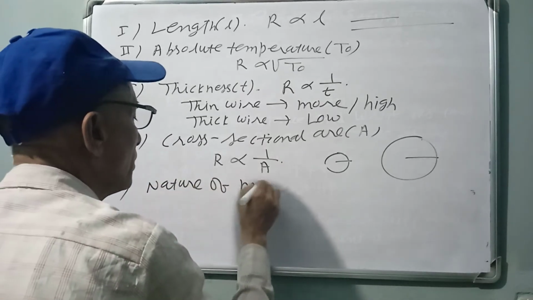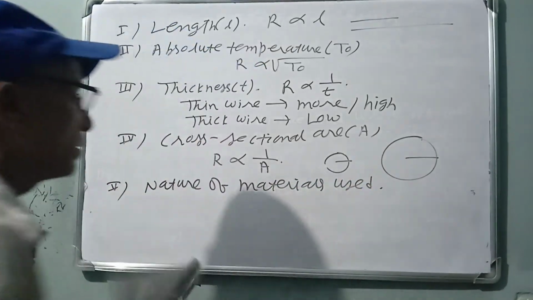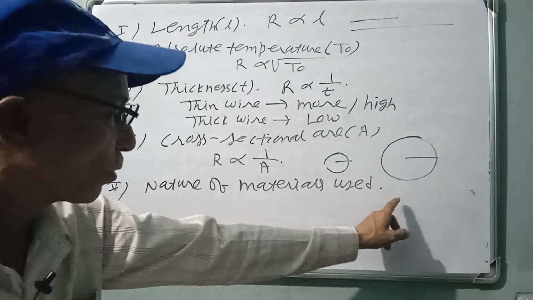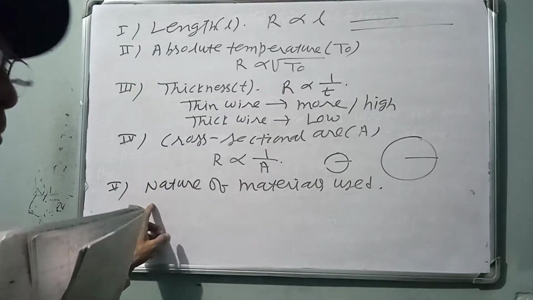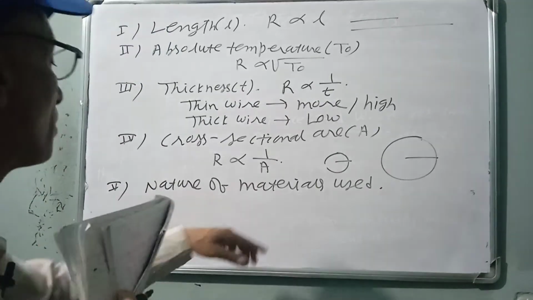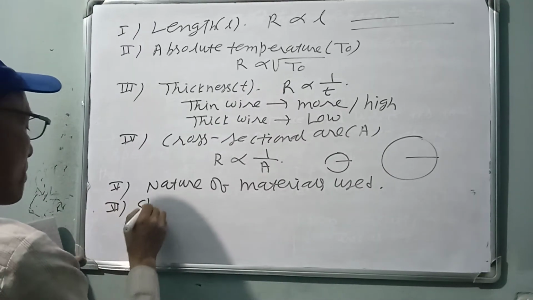Another is nature of materials used. Generally, conductors have low resistance and insulators have high resistance. Semiconductors have medium resistance. Another is shape.